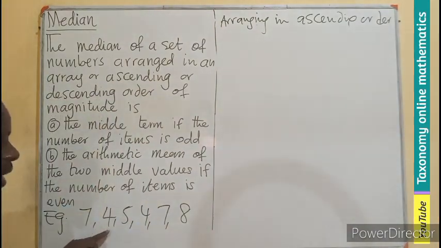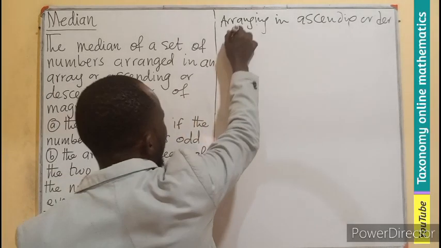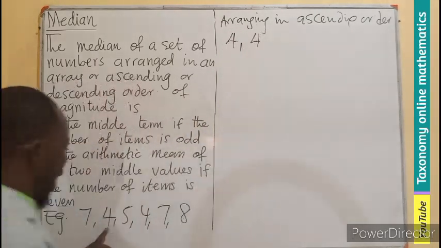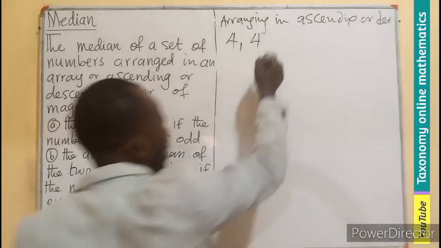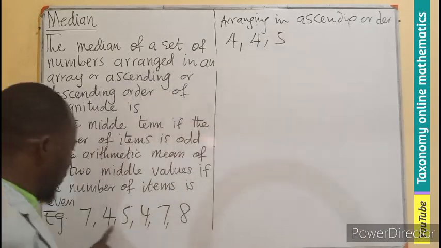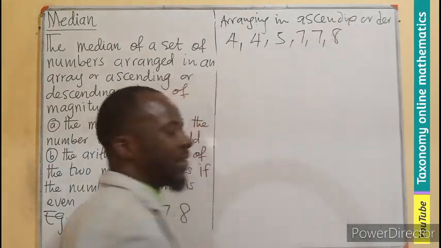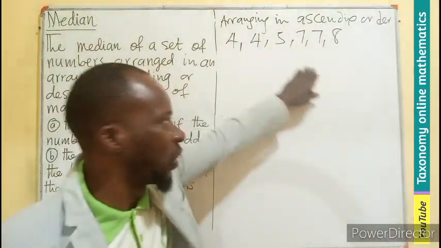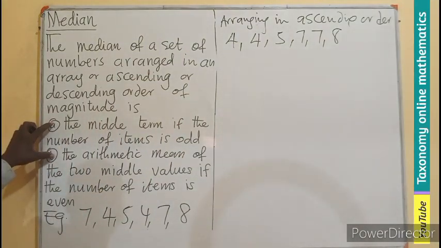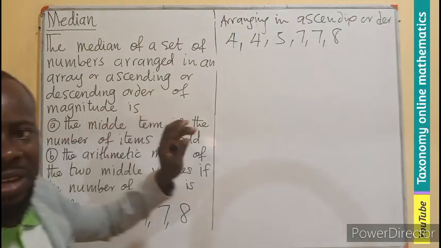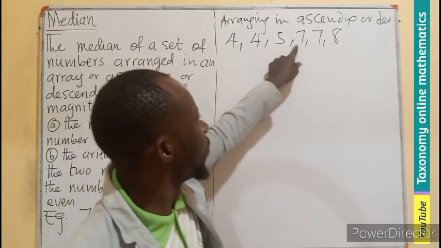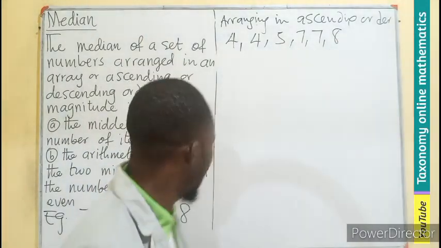So in ascending order, starting from the smallest number, the data is going to be 4. And I think I have 2 of the 4. So the next one is going to be 5. The next will be 7 and 8. So after you arrange, you are going to look at whether the number of entries is odd or even. 1, 2, 3, 4, 5, 6. So this is an even number.